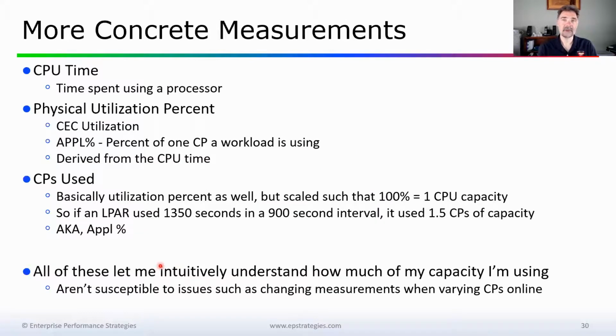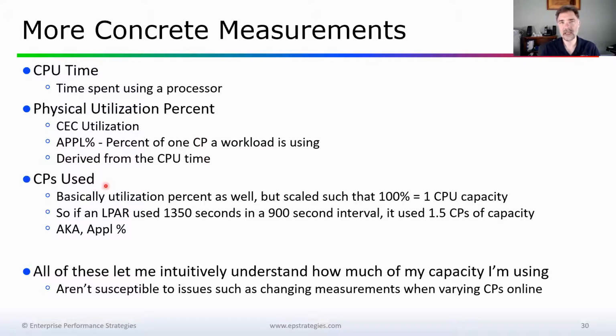Now those are okay, but I like more concrete measurements. We talked about CPU time. That's nice and easy. Physical utilization percent is also good for me. That's things like your KEC utilization. How much of the KEC overall did I use? APPL percent is basically a percent of one CP that a workload is using. Percent of one CP, percent of the overall machine, number of CPs used.